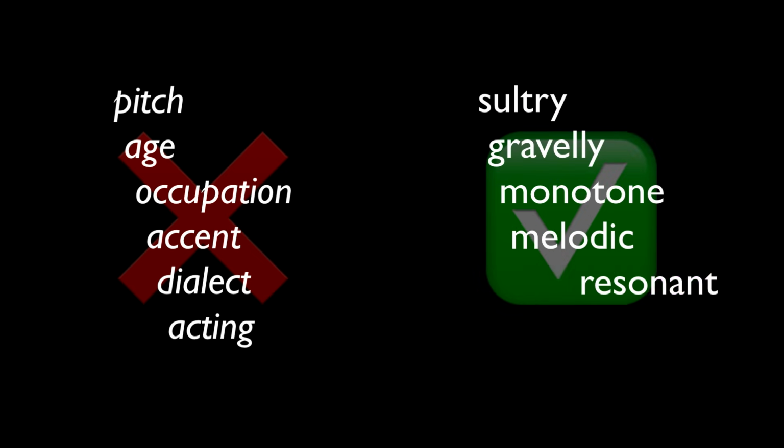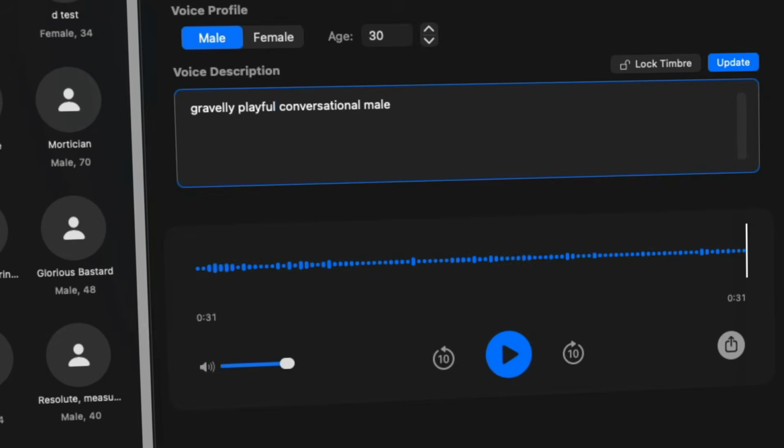There seemed to be no prompt words for pitch control or age, but certain words I tried made the voices slower and deeper, so experiment, sultry, gravelly, monotone, and melodic work. That's some vocabulary to get you started.